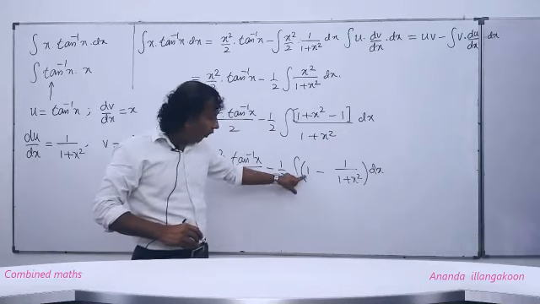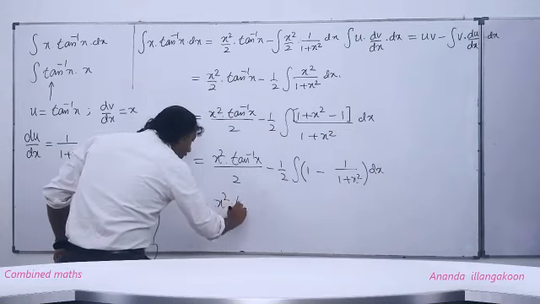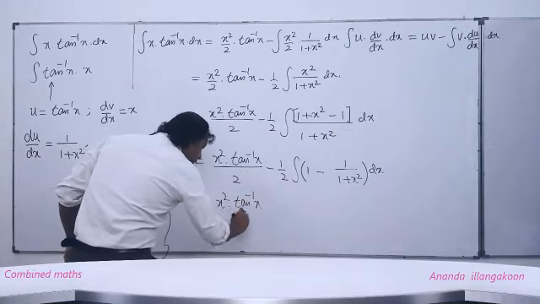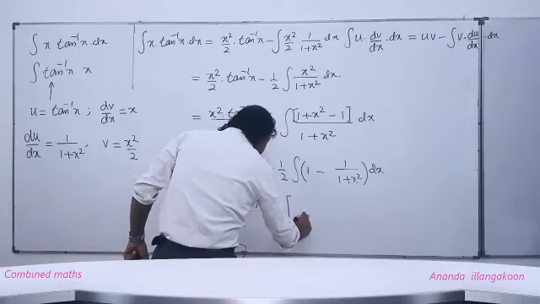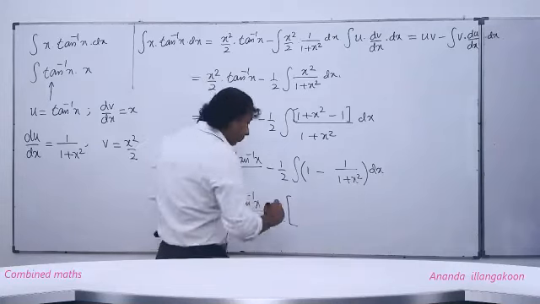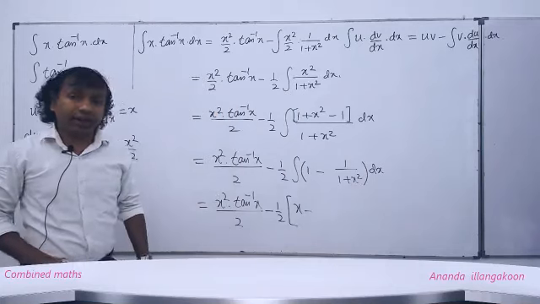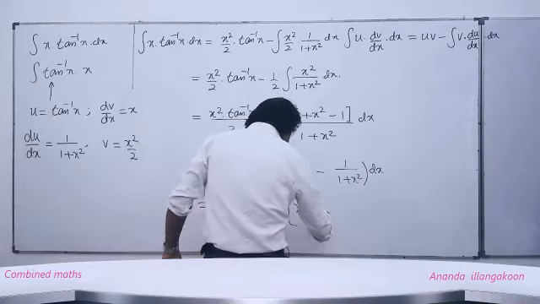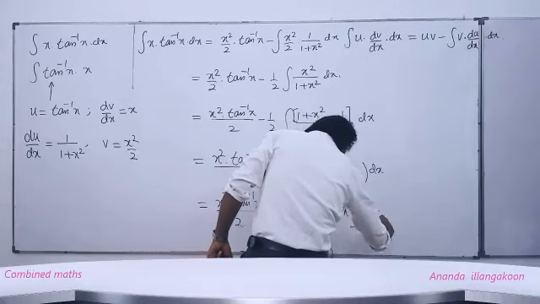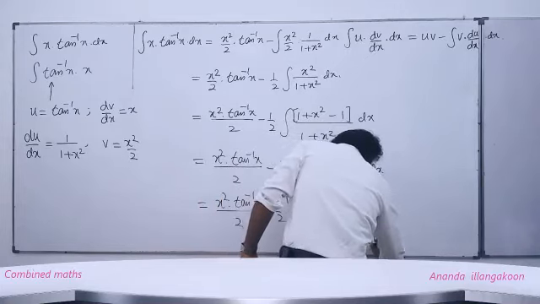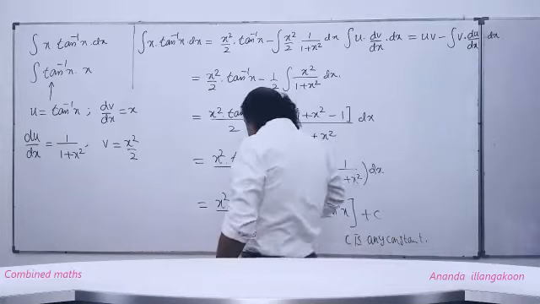Now we integrate this separately and this separately. Then what do you get? X squared tan inverse x by 2 minus half, open the bracket. Integral of 1 is, people, x, minus integral of 1 upon 1 plus x squared, what is that, people? Tan inverse x. Plus c, any constant. This is how, people, we take that answer.